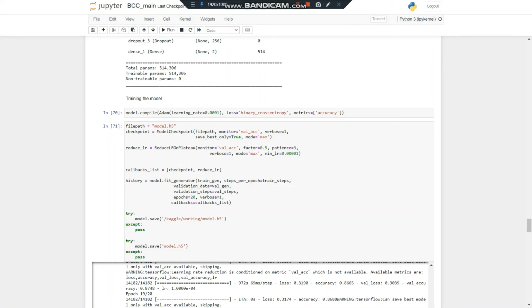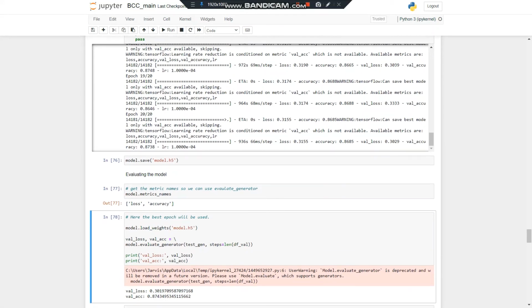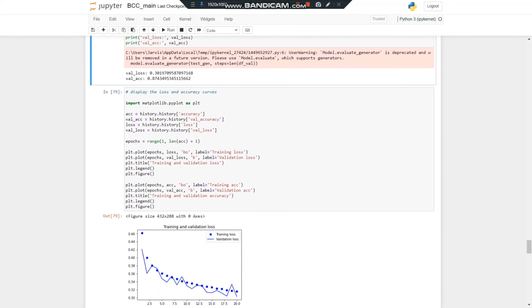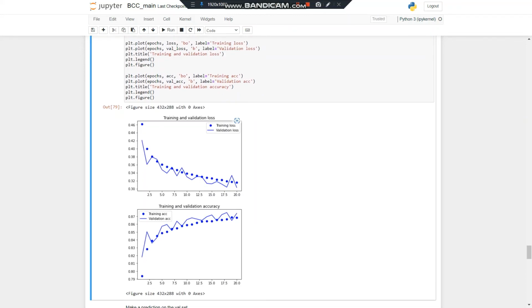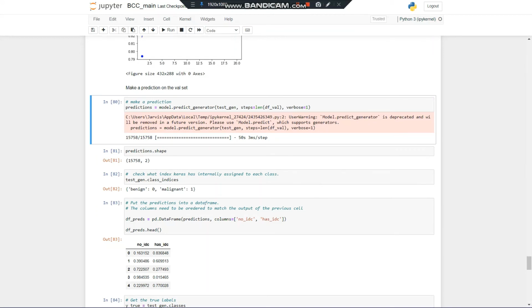So this is the part, and saving the model, moving on, loading the weights and generating the graphs. As you can see, over the course of the training, the loss starts to decline as we reach the 20th epoch, and accuracy increases. So our model has been built and trained, so it is ready for prediction.